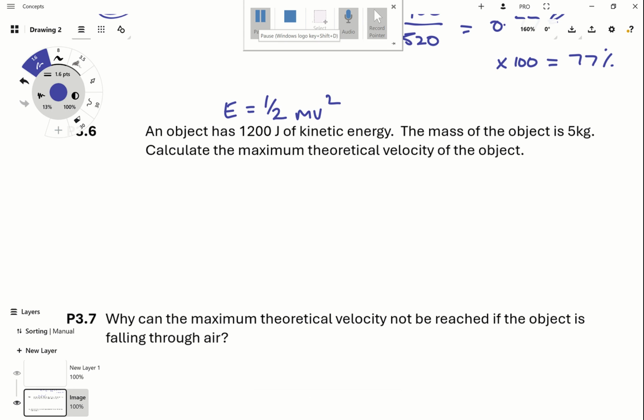I'm not happy with that K. Let's do a slightly neater one. I'm not even sure if that is neater. But we've got to be able to rearrange this.